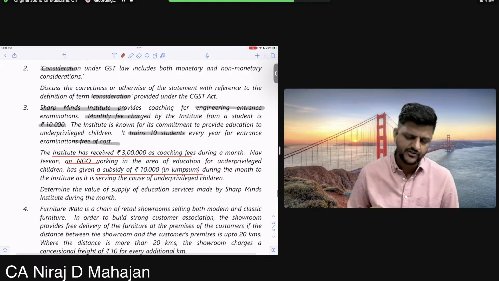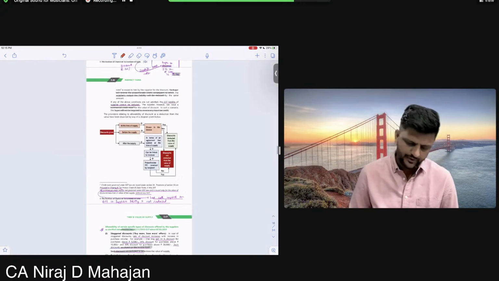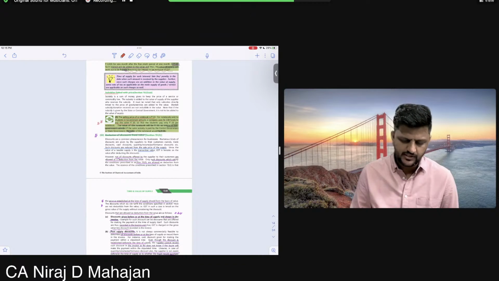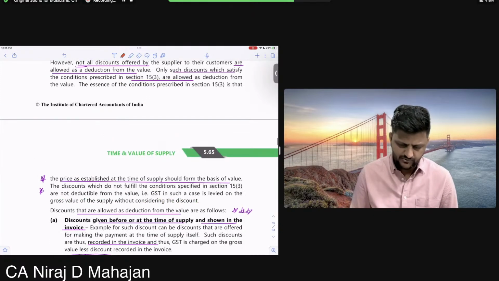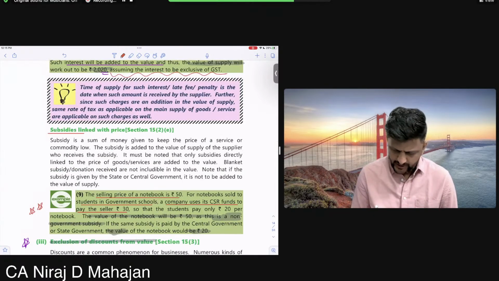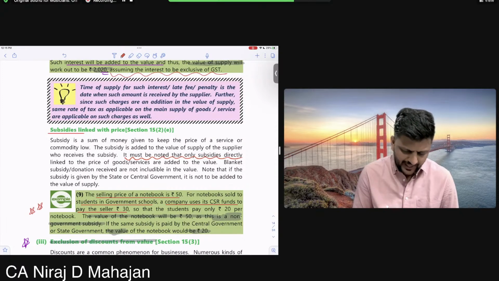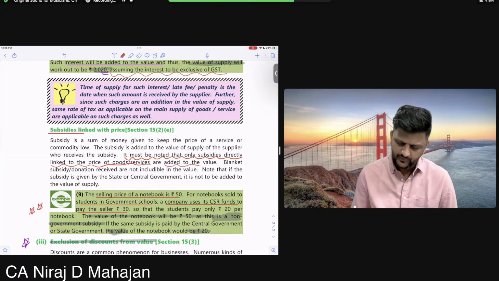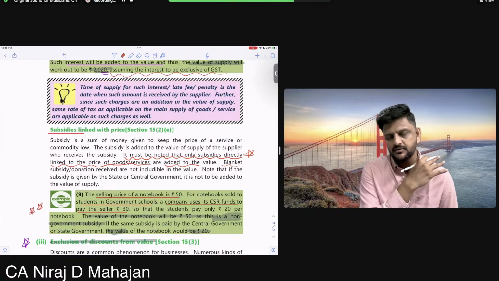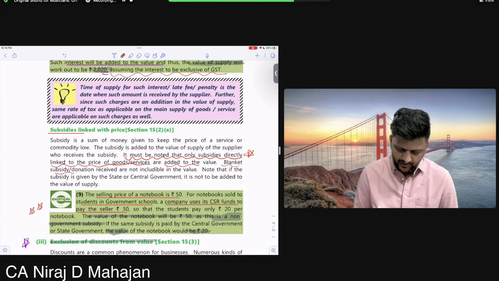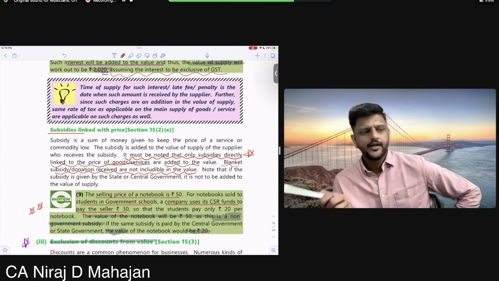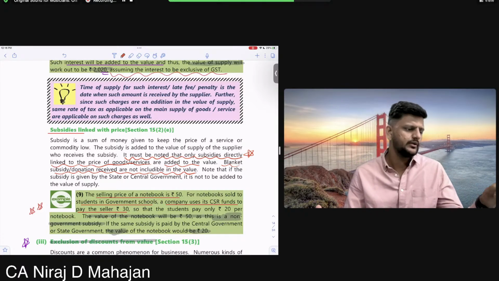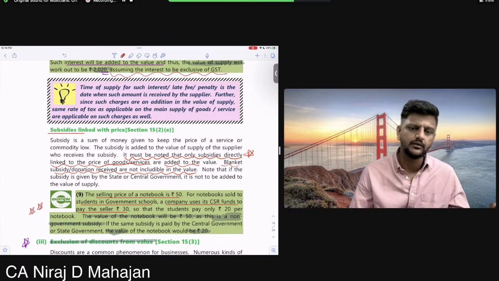Look at the wordings in that consideration, okay? Important. We were talking about how subsidies should be linked to every supply. Look at page number 5.64. Check here. It must be noted that only subsidy directly linked to the price of the goods and services is added to the value. Star mark. Blanket means lump sum. Subsidy or donation received is not included in the value. Right? It has to be on a per transaction basis. That subsidy should be able to be found out. Okay, all of you?